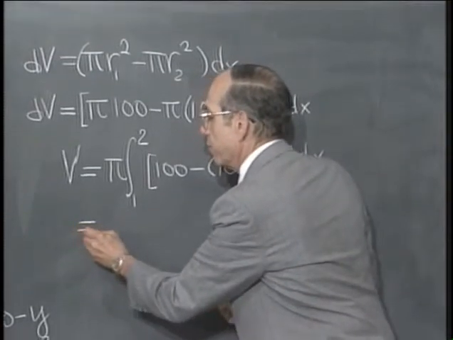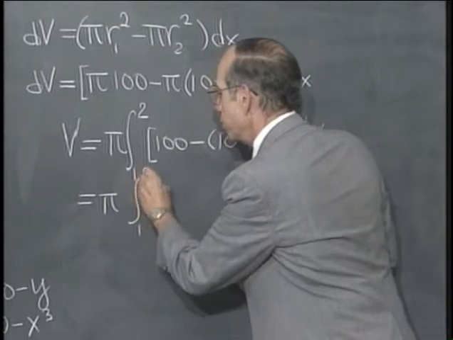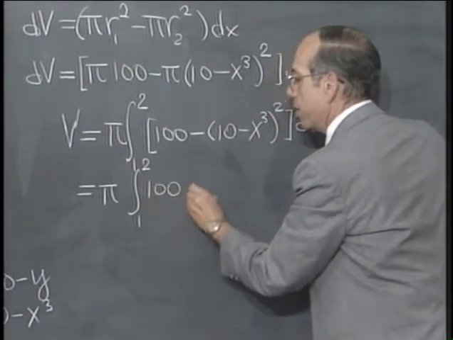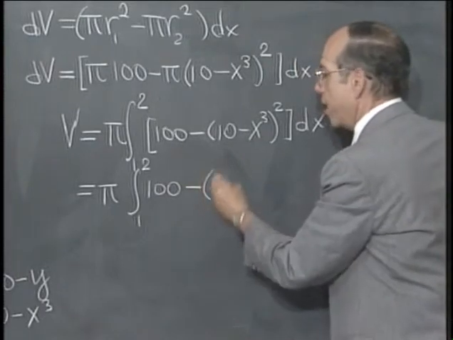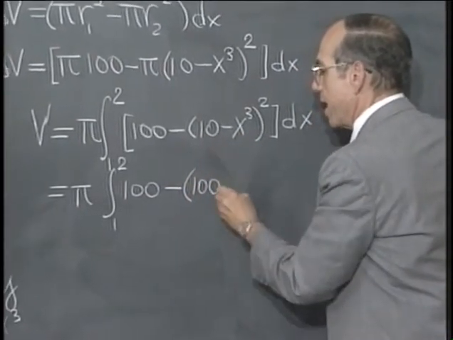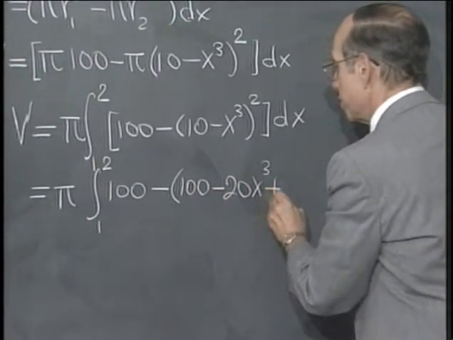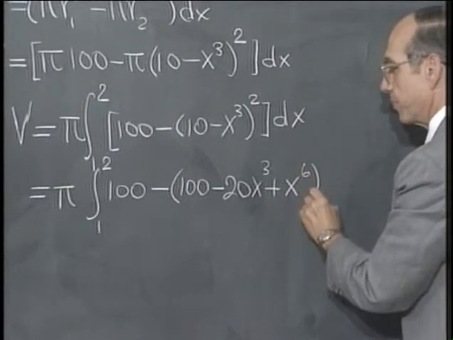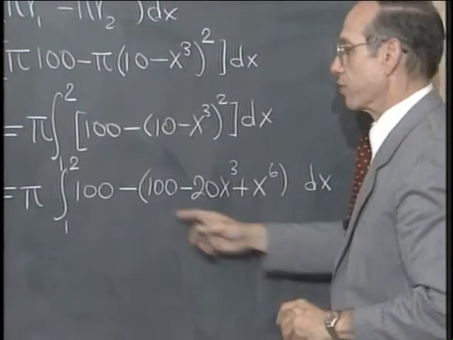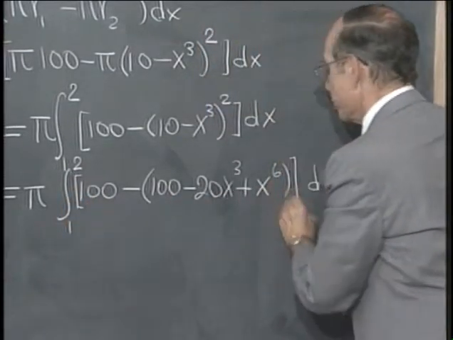So we have V is equal to pi times the integral from 1 to 2. We're going to have to square this. We have 100 minus the quantity 10 minus x cubed, squared. That's 100 minus 20x cubed plus x to the 6th dx. We're going to remove parentheses and combine like terms.